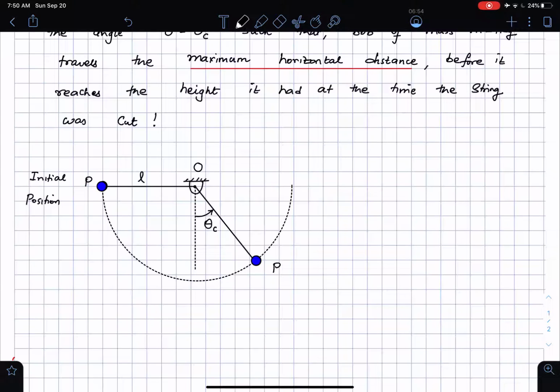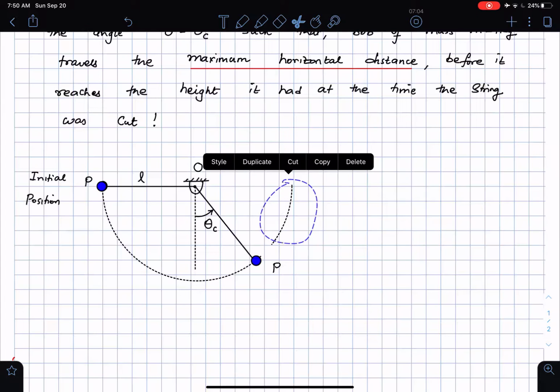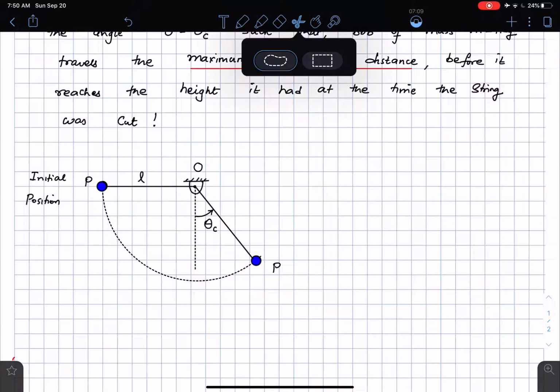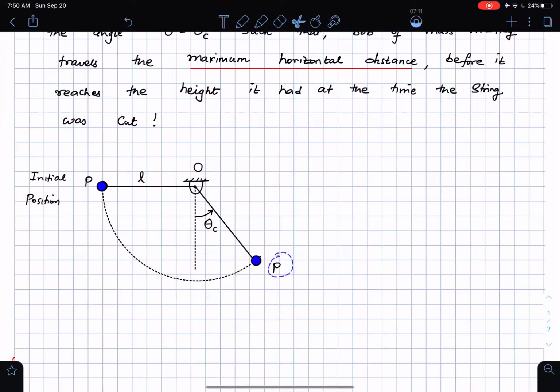I'm going to cut off some of these things here, so I don't need this anymore. I don't need that anymore, so I'm going to cut that off. Okay, so at some theta equal to theta c, the string is now cut. The interesting thing that happens as the string is cut is that this particle is going to start moving as a projectile, as you can imagine.